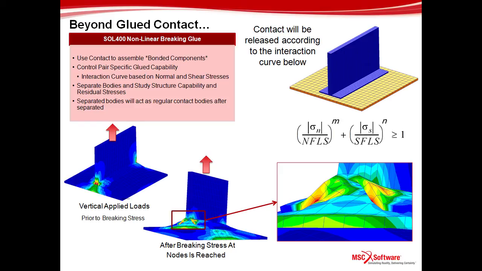The separation criteria is given by the equation shown here, which is a user-defined interaction curve between allowables on the normal and shear stresses. You can play with the exponents M and N to validate the criteria against possible test coupons or testing results. So you can tune this and then integrate it into your structure to validate that if a component separates from another, it could be bonded, could be composite failures, then the load path will change and you can measure and appreciate if the failure is actually catastrophic or not.